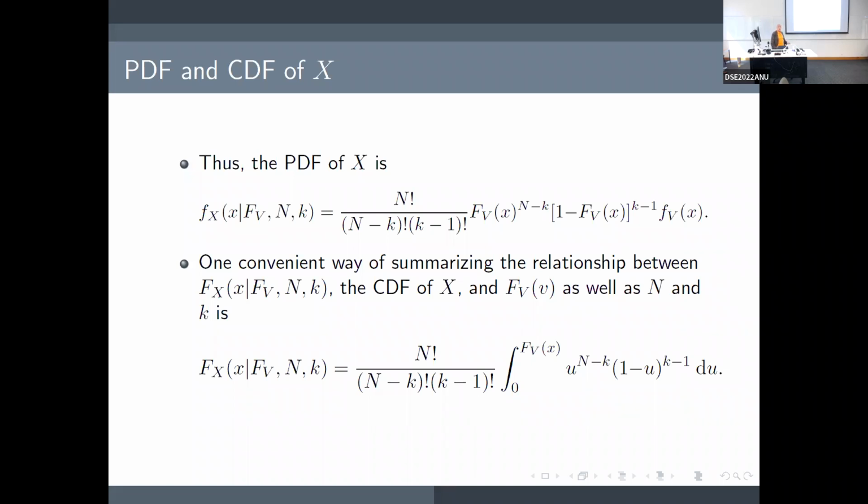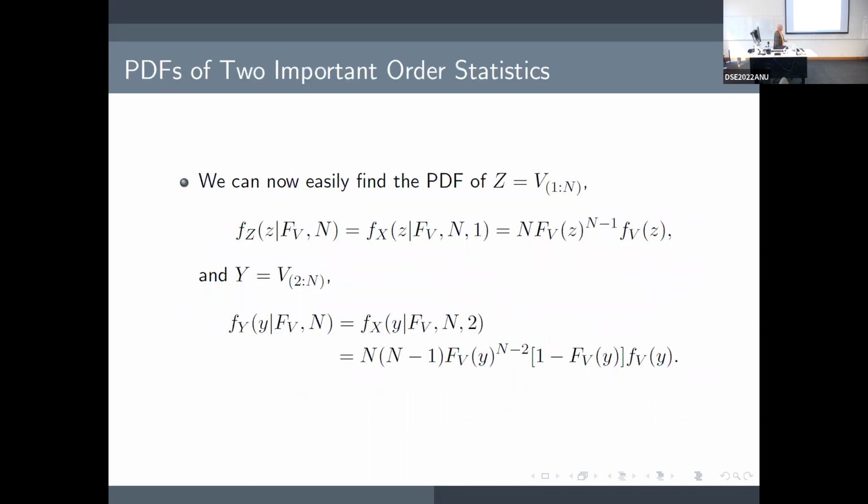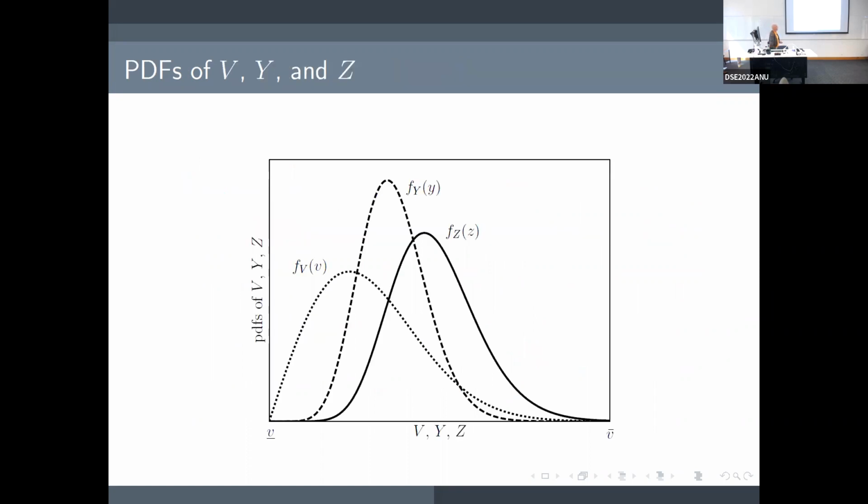And so now that we've done it for any K, we can do it for, say, the largest one, K equal 1. Well, that's its density. And this is K equal 2. That's its density. So why is that interesting? Well, this is F of V. This is the second order statistic, and this is the highest order statistic. Okay, so obviously on average, the highest order statistic has a bigger mean than the second order statistic, which has a bigger mean than the valuation itself.